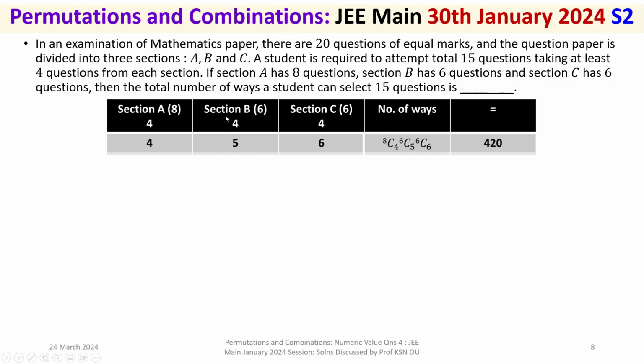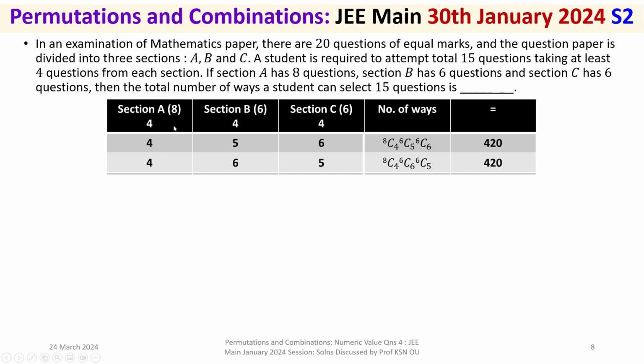Now, section B has 6 questions, section C has 6 questions. So this 5 plus 6 can be written as 6 plus 5. So the other combination is 4, 6, 5. So it will be 8C4, 6C6, 6C5. It is the same, 420. Agreed.